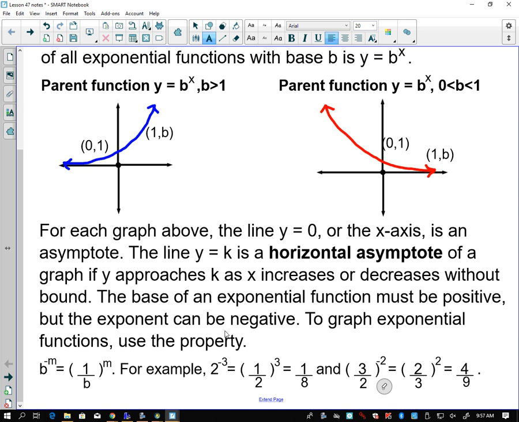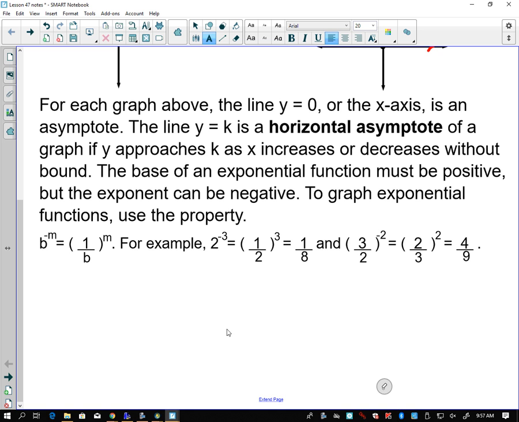To graph exponential functions, we use these properties down here. Let me bring them up so you can see. If we had b to the negative m, that would be the same as 1 over b to the m. For example, if we had 2 to the negative third, that's the same thing as 1/2 to the third, because the 2 down here is getting a positive exponent as it drops below the division bar. Do we remember that property of exponents?